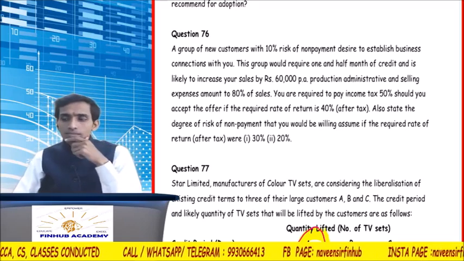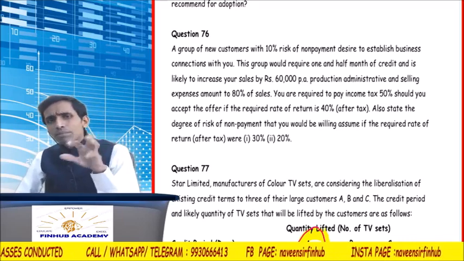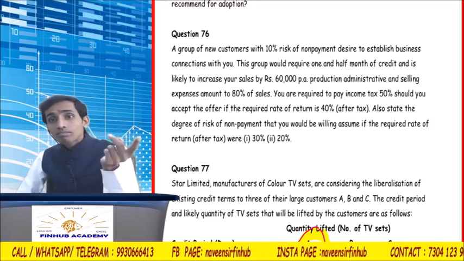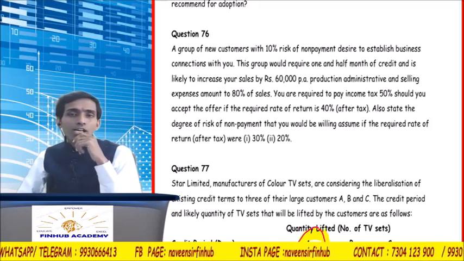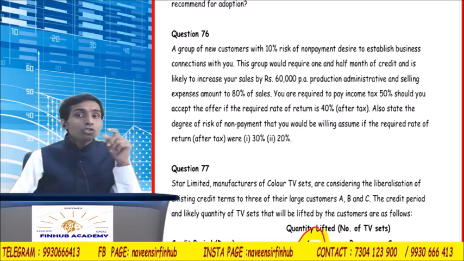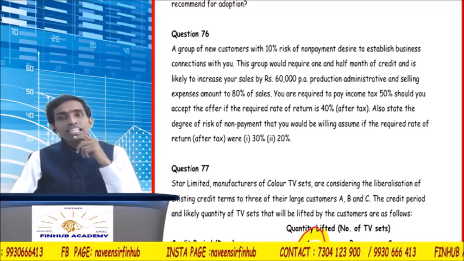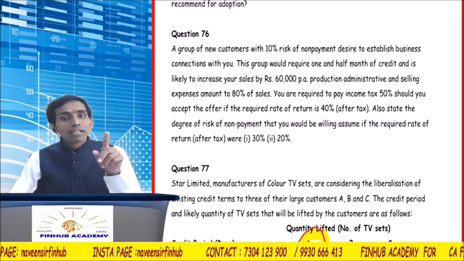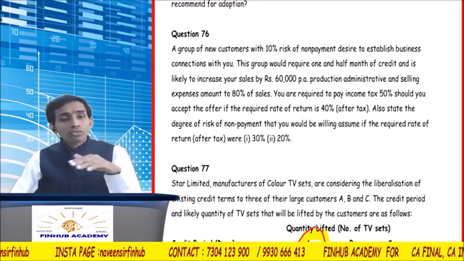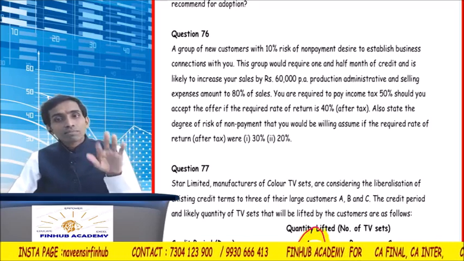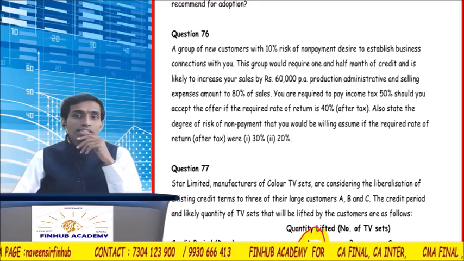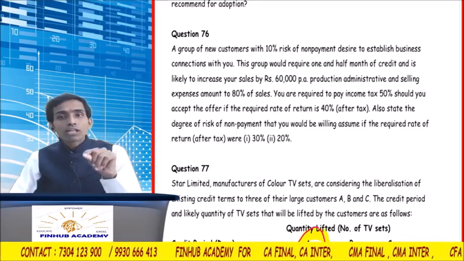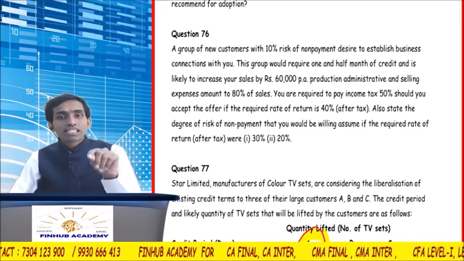Production, admin and overhead expenses are 80% of the sales. What is this? Cost. Correct. Can I say 20% is contribution? Loosely, 20% profit. You are required to pay the income tax, how much? 50%. Should you accept the offer if the required rate of return is 40% after tax? The after tax is given. Till this point, nothing was mentioned; tax was not given. Here the income tax is given, and the required rate of return is also after tax. Also state the degree of risk of non-payment you would be willing to assume if the required rate of return after tax is 30%, 20%.